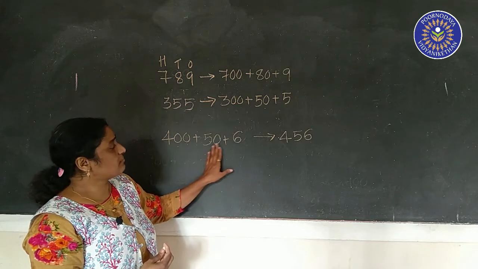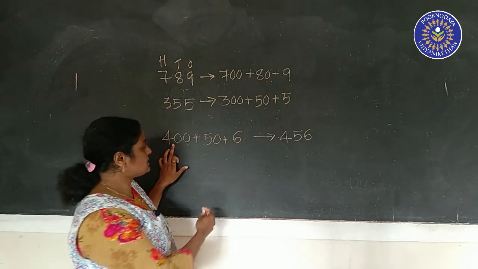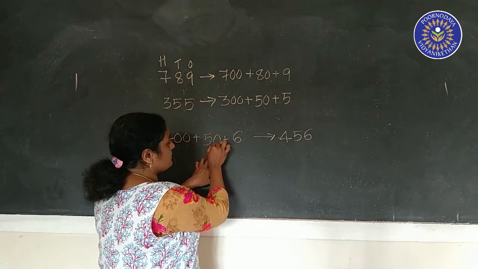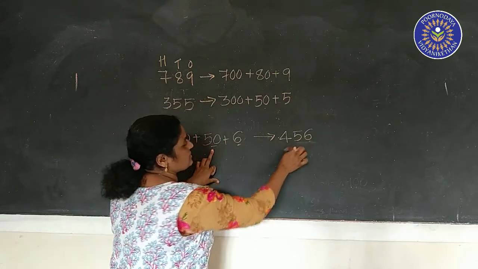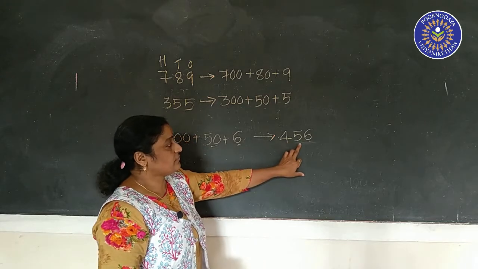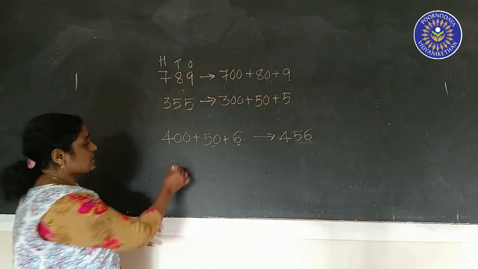400 plus 50 plus 6. In hundreds place there is 4. In tens place there is 5. And in ones place there is 6. So the number is 456. One more example.